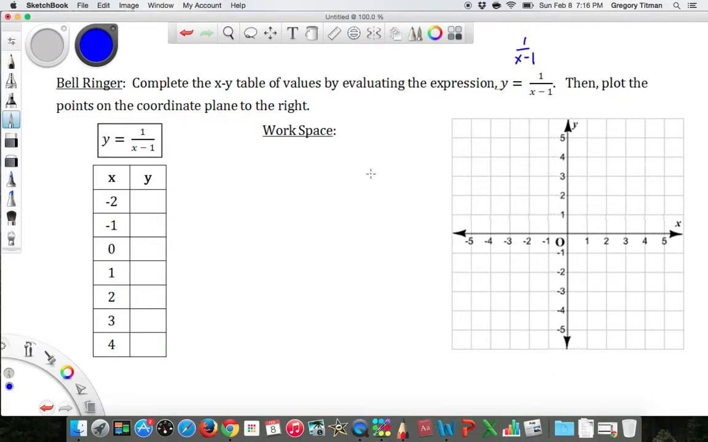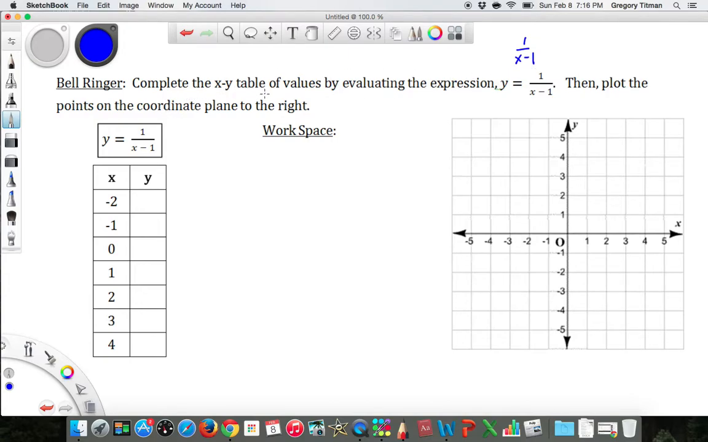All right, so your bell ringer today asked you to take a look at this function y equals 1 over x minus 1. We've been looking at rational expressions, so this right here is a rational expression. This is the related function of that rational expression. So we're going to investigate a couple things here.